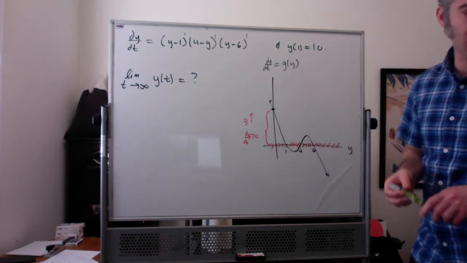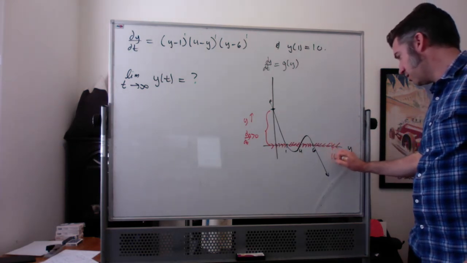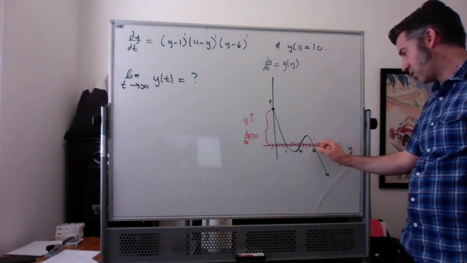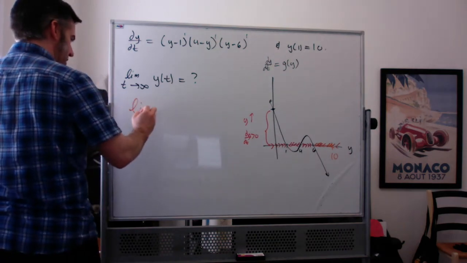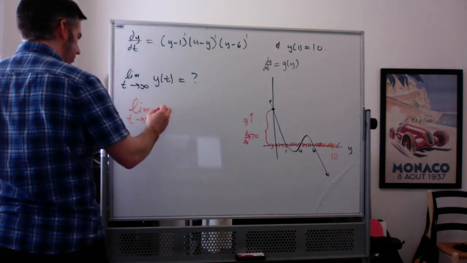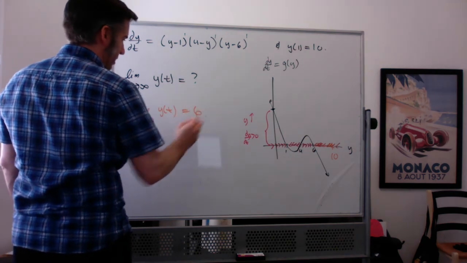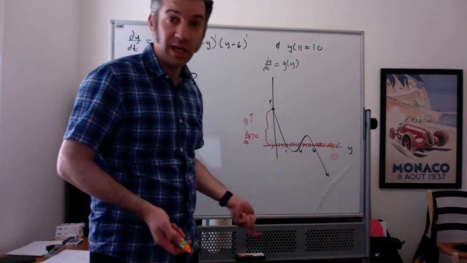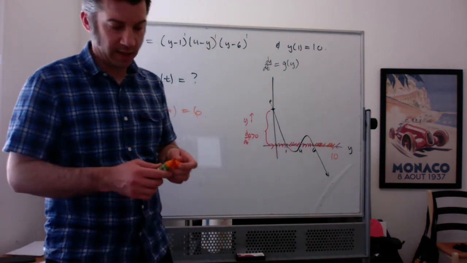Lastly, if we start over here at 10, the y values get pushed towards 6. So the limit as t goes to infinity of y of t, since we're starting at 10, has to be 6. If we were starting at, say, 3, the limit would be 1, because if we start at 3, we get pushed towards 1 there. So that's kind of the idea.